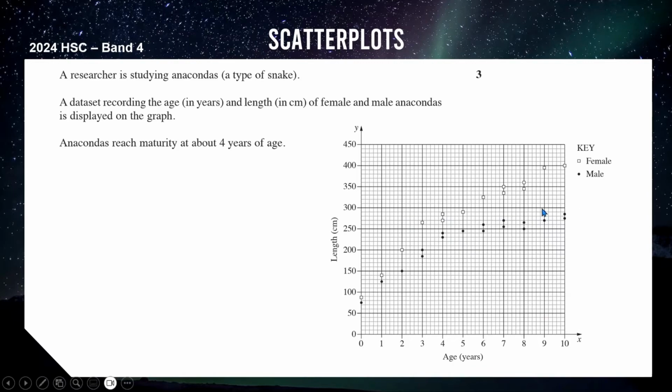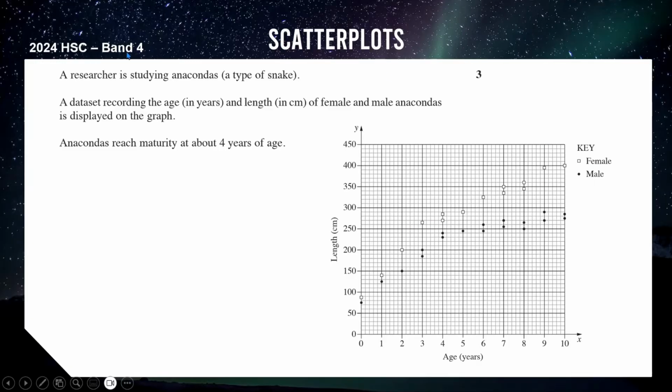Right here we have a scatter plot. Now a scatter plot is a way of measuring bivariate data, and by bivariate I mean each point has two variables being measured. So for example, this black dot right here represents an anaconda that has a length of 150 centimeters and it is 2 years old. Also we have a third variable in this scatter plot, because we have the black dots being data points for male snakes and the white squares being for female snakes.